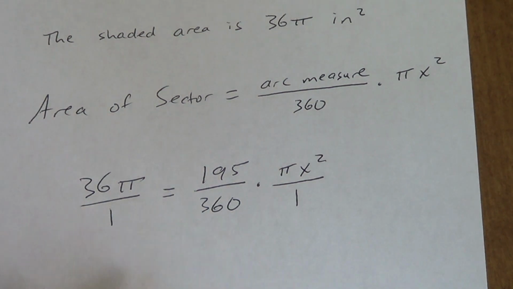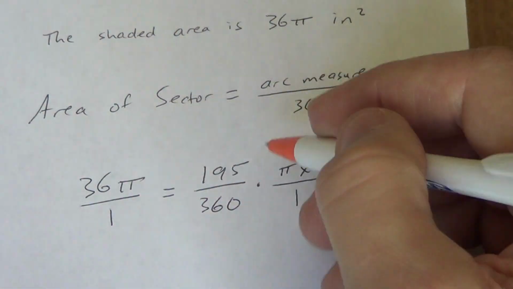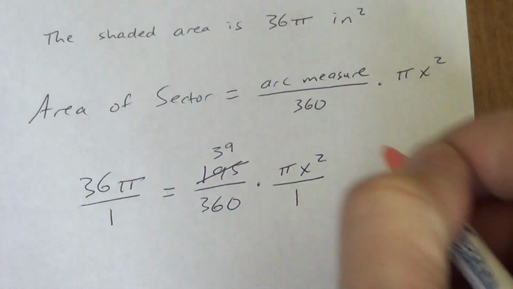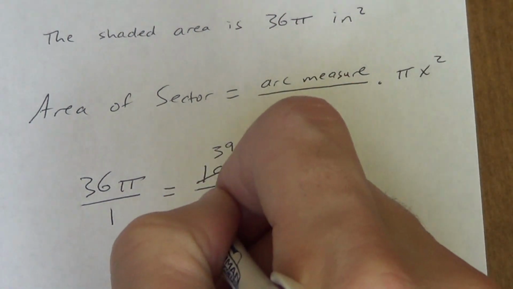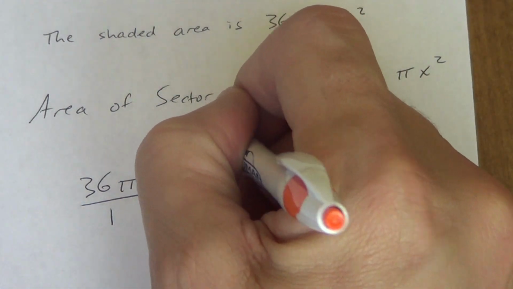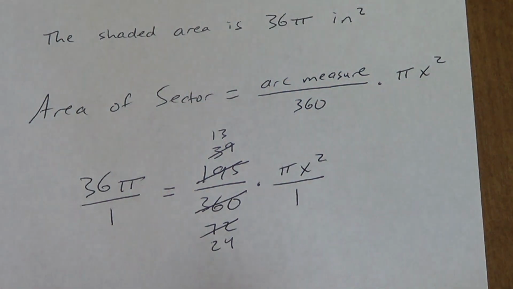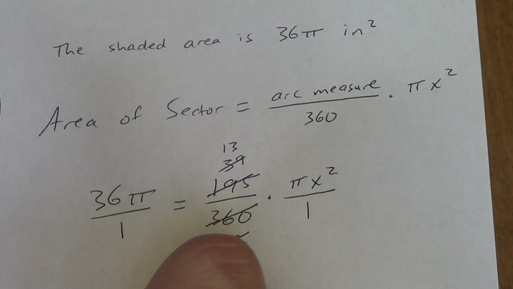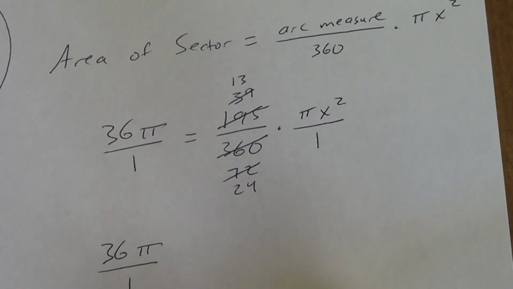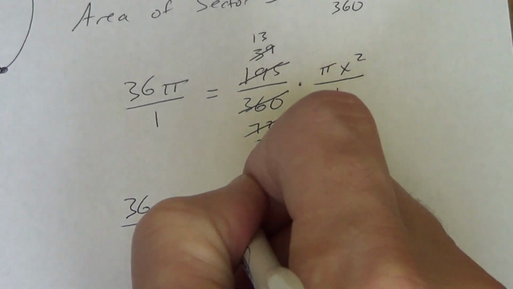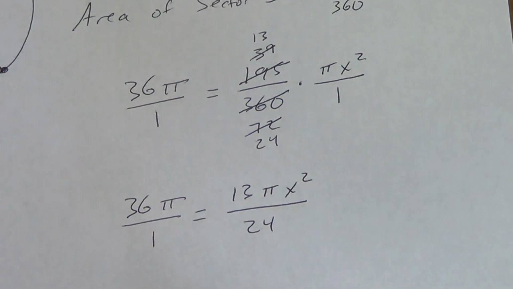Let's do a little reducing here though. They're both divisible by 5. No zeros on this one to cancel off, but I can divide by 5. Gives me 39. This gives me 72. I could divide by 3 now. 13 and 24. Looks like that's about as far as I can go. Let's multiply. So I get 36 pi over 1 equals 13 pi x squared over 24.